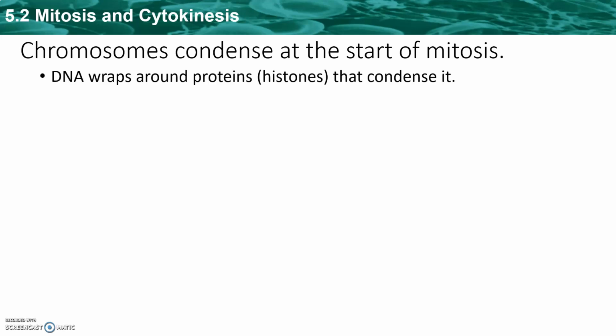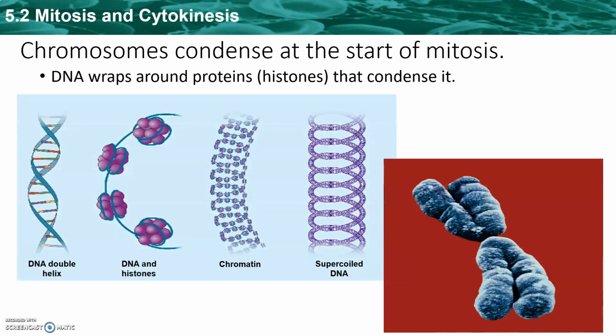So at the beginning of mitosis, the DNA actually has to wrap itself around special proteins called histones in order to form that highly condensed structure that we know as a chromosome. So this is what it looks like here. This X-shaped chromosome is probably what you're familiar with seeing, and if you were to see that picture, you would immediately recognize that as a chromosome.